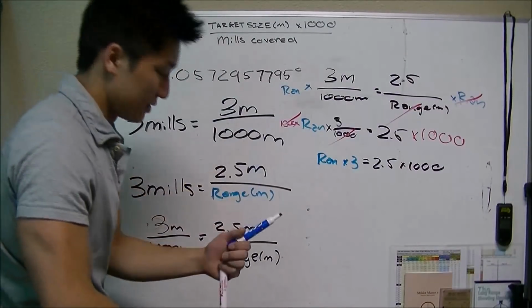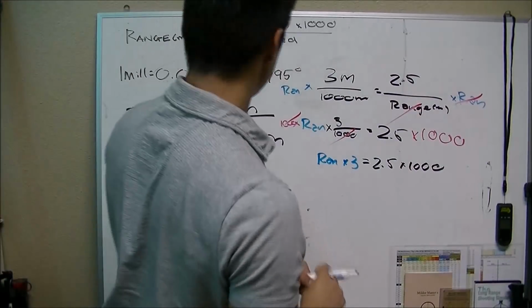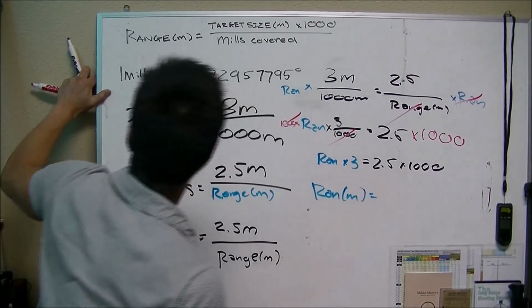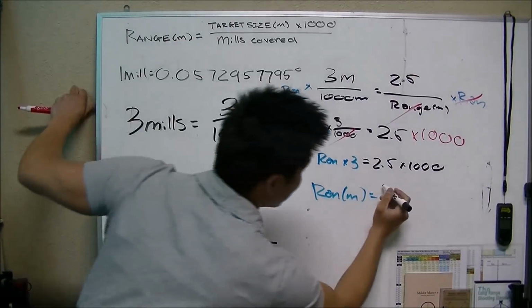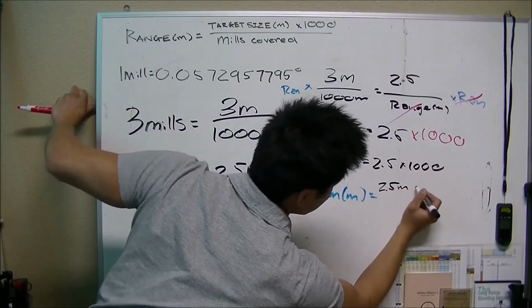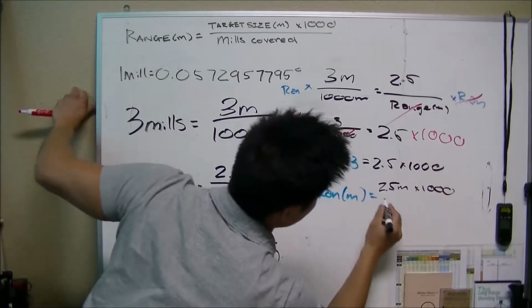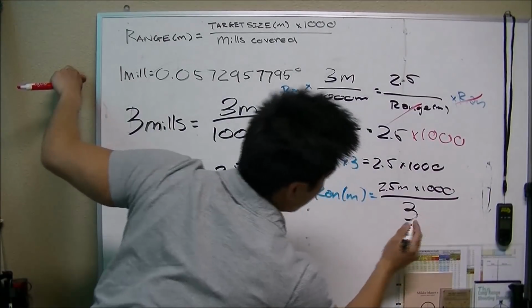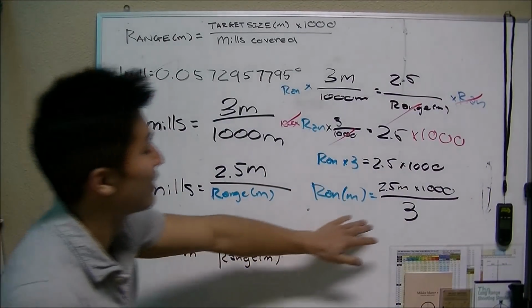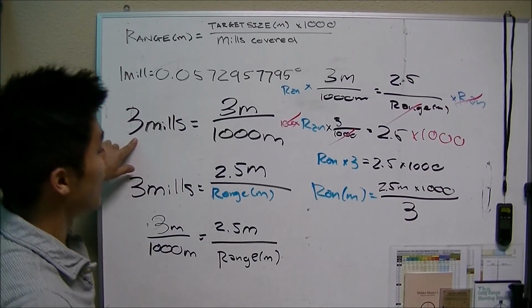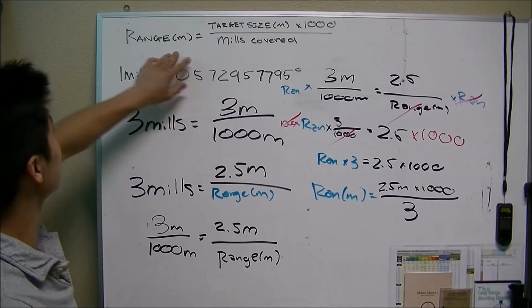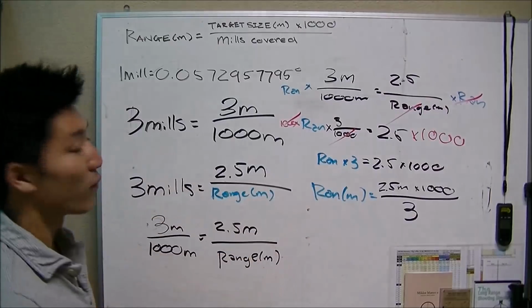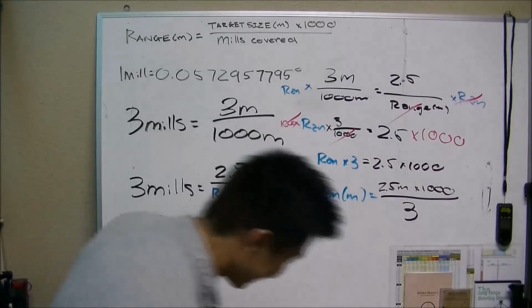Alright, and to finish this off, what are we going to do? We are going to say that our range in meters is our target size in meters multiplied by 1,000 over 3. Now that 3 right there could be represented as 3 mils. That's why we get our equation to be range in meters is going to be target size in meters multiplied by 1,000 over 3. Alright, we got through.